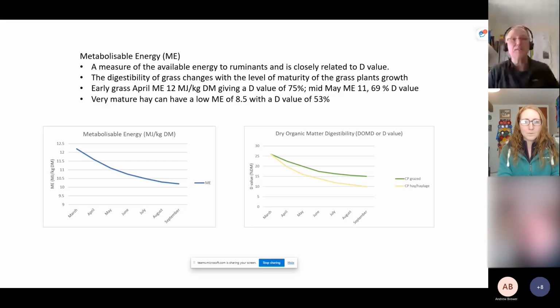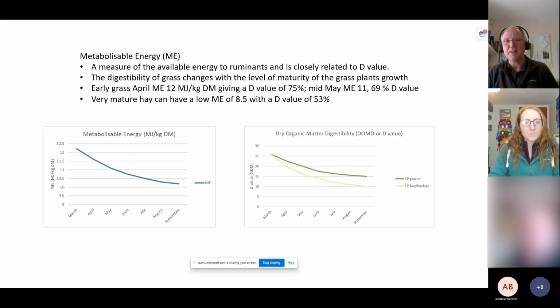And then if it goes very extreme, just to know your full range of ME relative to your D value, hay can actually go to an ME of around 8.5 with a D value around 53. So you can see the two things are really interlinked. But the key point for me is, if you look at the two graphs, you can see a general, progressive downturn as far as ME is concerned, relative to the grazed grass scenario.